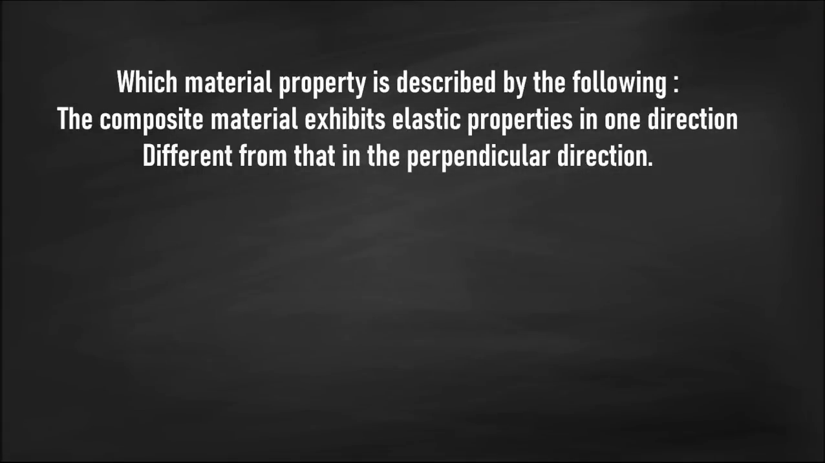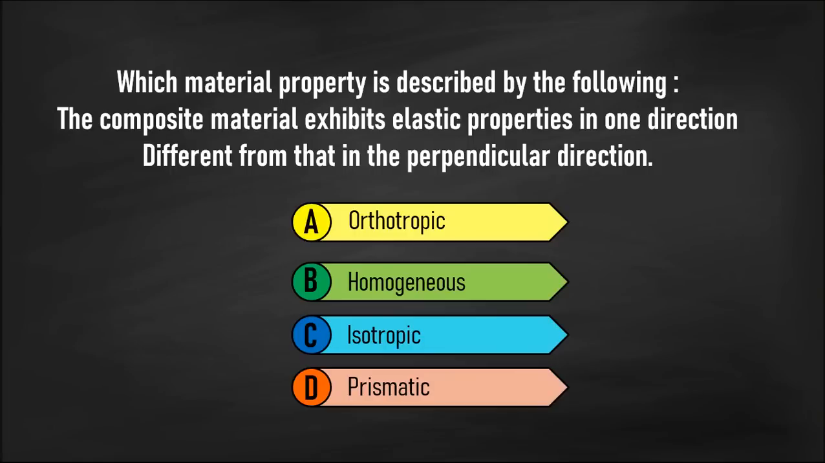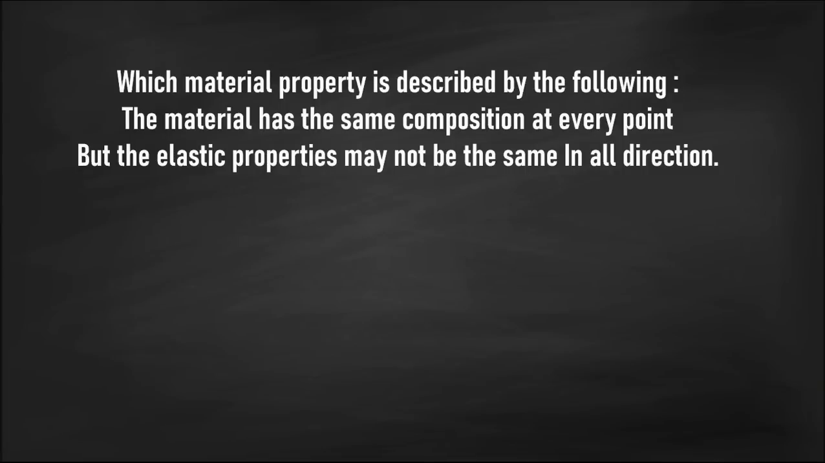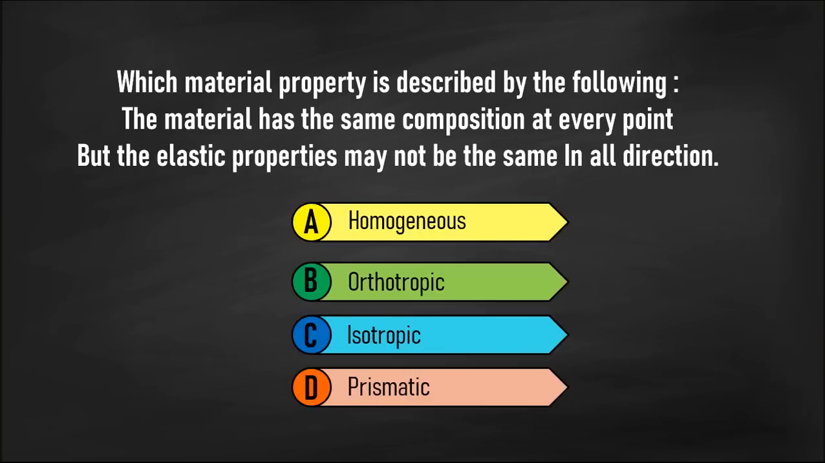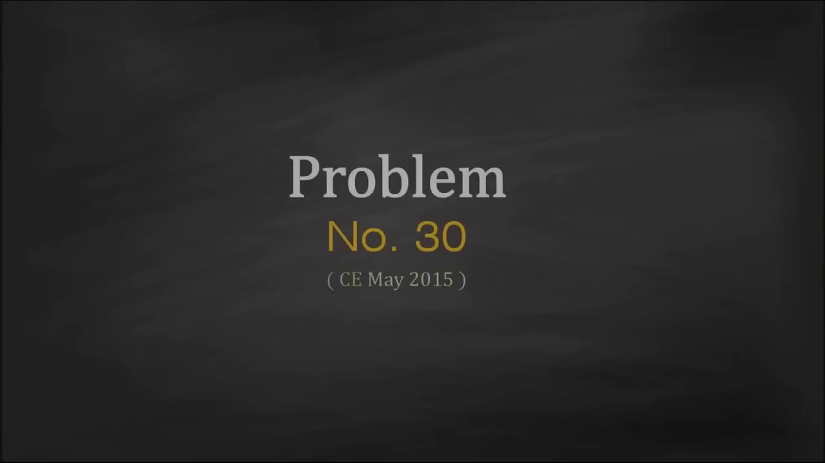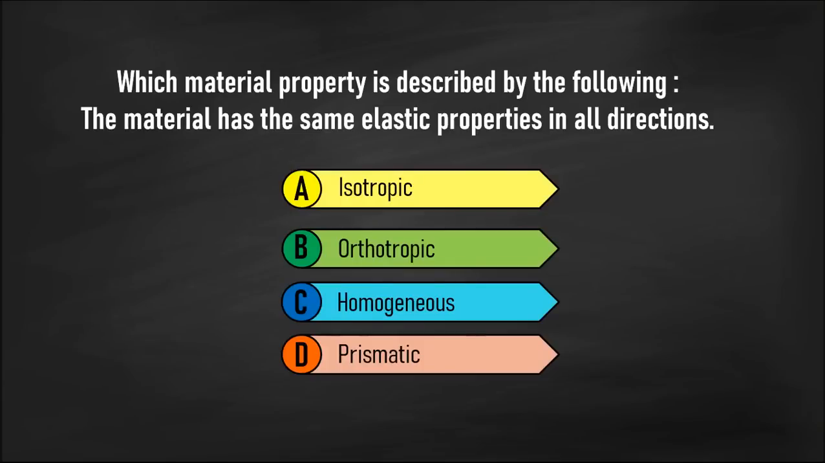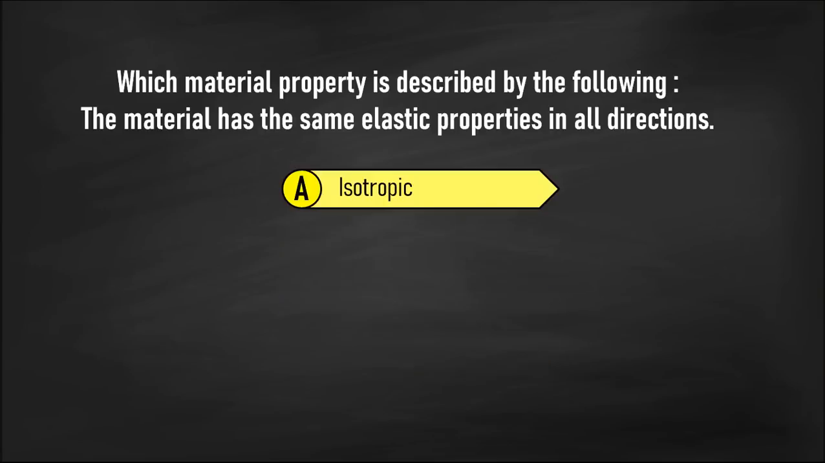Which material property is described by the following? The composite material exhibits elastic properties in one direction, different from that in the perpendicular direction. Orthotropic. Which material property is described by the following? The material has the same composition at every point, but the elastic properties may not be the same in all directions. Homogeneous. Which material property is described by the following? The material has the same elastic properties in all directions. Isotropic.